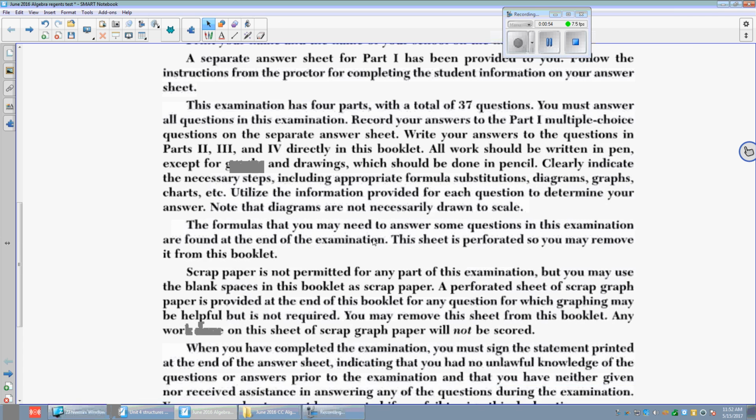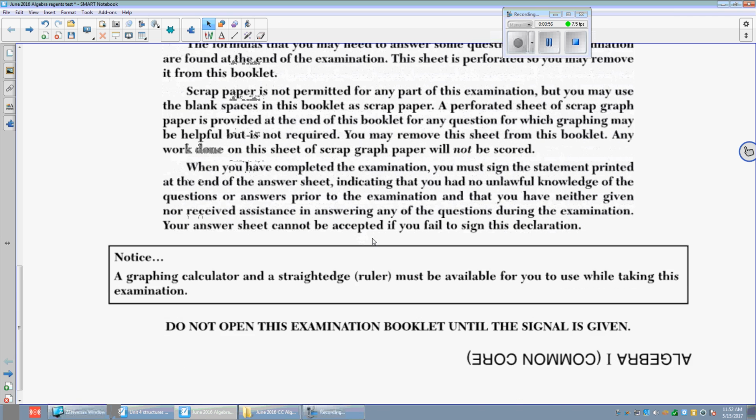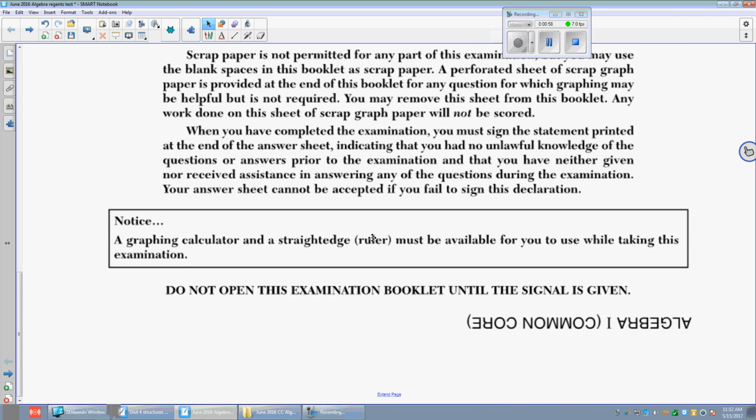So we'll go over a couple more things. Notice that a graphing calculator and a straight edge ruler will be available for you while using this examination. So all you have to do is ask for a straight edge if one isn't on your desk. However, a graphing calculator is going to be on your desk.